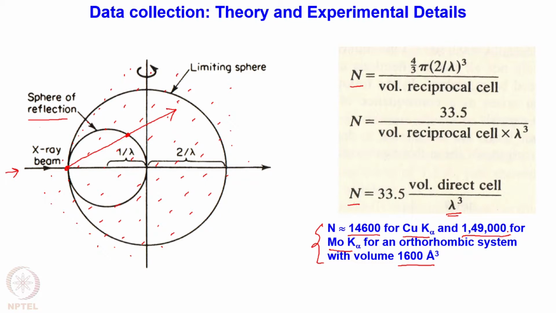So, what constitutes the unique data? This total number of reflections that one can achieve is called the overall data, but then all these HKL values that are being measured are not independent of each other.